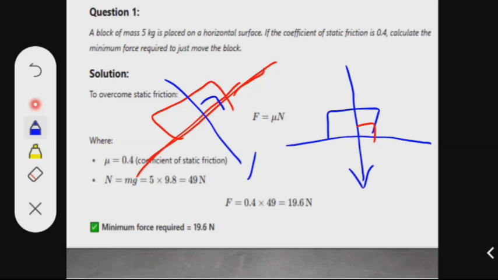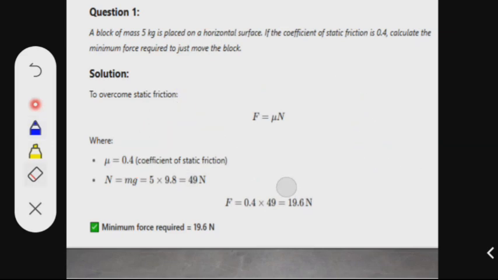So the normal can be in different directions, but the main way you determine the normal of any object is this: at the place where the object is standing, draw a line that is perpendicular to that plane. That line is called the normal. So for objects on a horizontal surface, the normal is always equal to the weight.